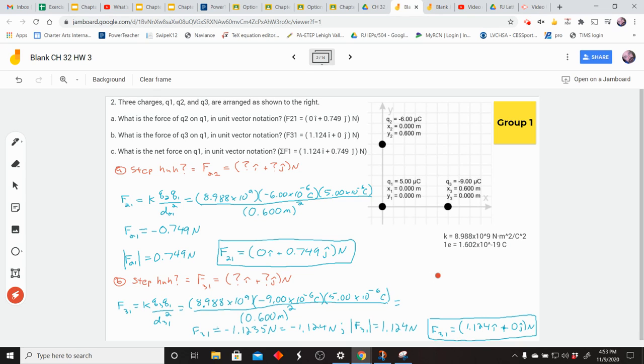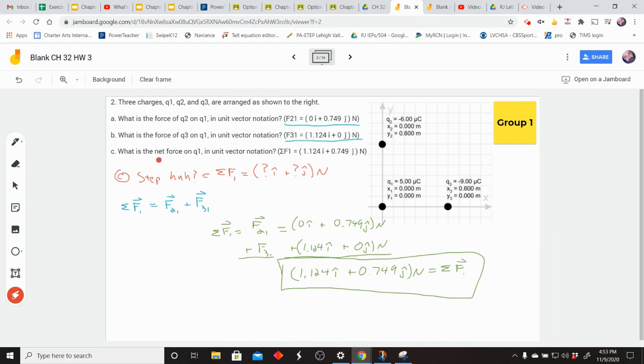So we did that for part A, this for part B. We got the other answer. For part C, what is the net force? You just add them together. And again, when you're adding things in unit vector notation, line up your i hat terms. I could have lined them up a little bit better. Line up your j hat terms, add them straight down, and that's what you get. So hopefully you found that helpful.